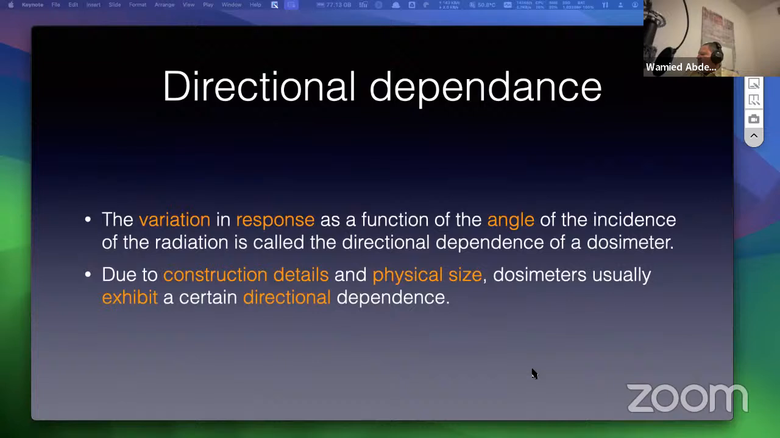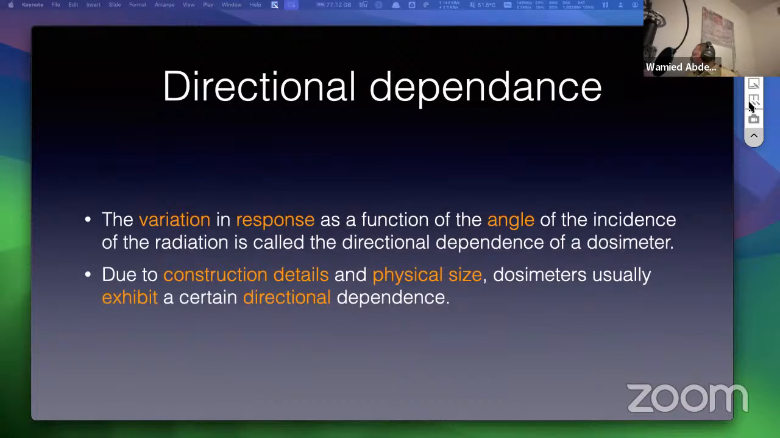So directional independence, obviously we want the variation of the response of the chamber to be independent of the angle or the direction of the radiation beam. However, this is very difficult usually to achieve because of the construction, the design of the chamber and its size. So usually dosimeters will exhibit a certain directional dependence. Even for a cylindrical chamber, you might think it does not exhibit a directional dependence. Actually, it does. This has been tested.